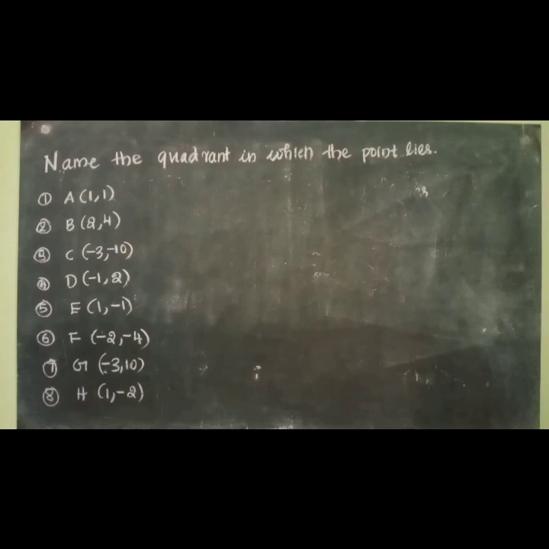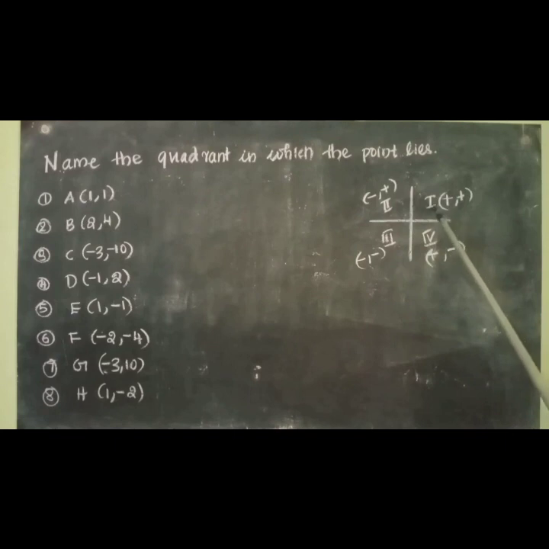First question, name the quadrant in which the point lies. So you see in the first quadrant points are of the form positive, positive. Second quadrant negative, positive. Third quadrant negative, negative. Fourth quadrant positive, negative. So you answer these questions in your notebook and check whether your answer is right or not.